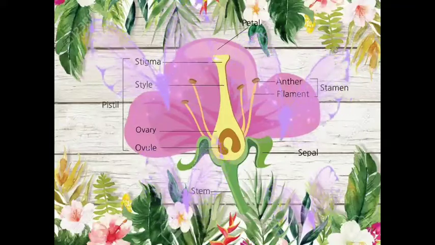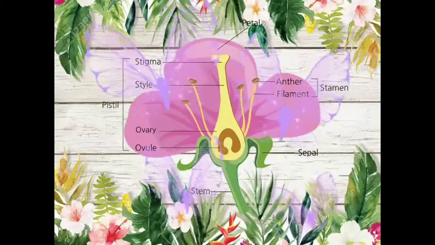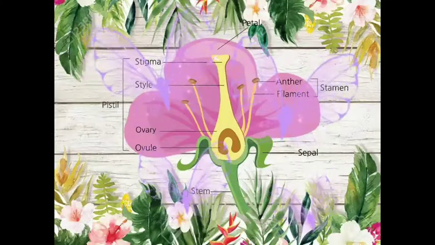And then the ovary, it produces the female sex cells which develop into seeds upon fertilization. The ovary itself will mature into a fruit. The ovary has one or more ovules. Each ovule contains a female reproductive cell called an egg or an ovum, which develops into a seed when fertilized.